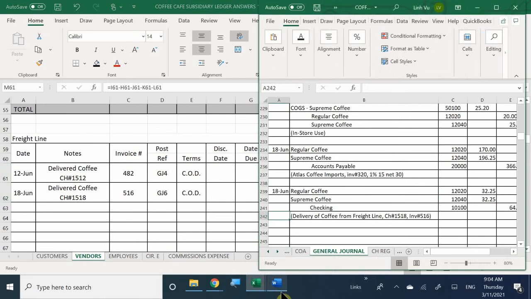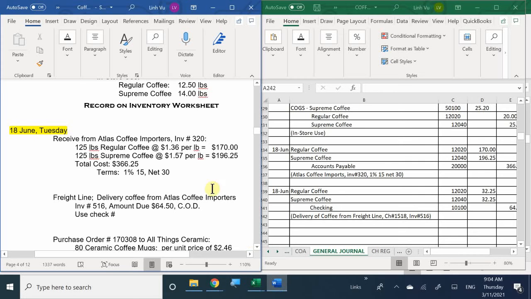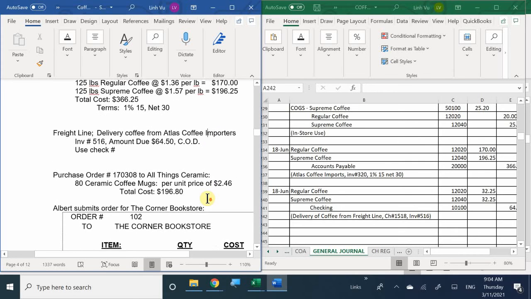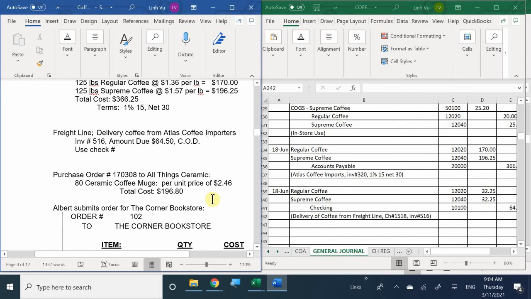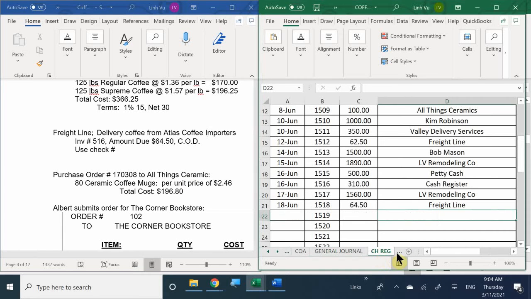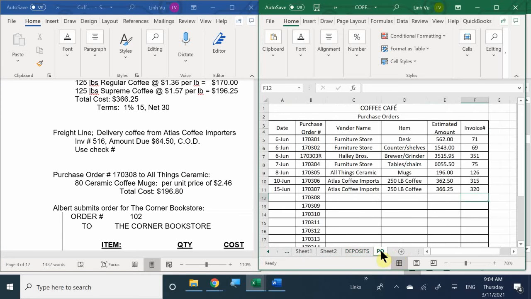Now we can go ahead and do our next transaction. Okay, so what happened here? We got a purchase order from All Things Ceramic. So what do we do here? Purchase order. Good. Record it to the purchase orders. So I'm going to scroll to find my purchase orders. Make sure those purchase orders match. So we're looking at 308.